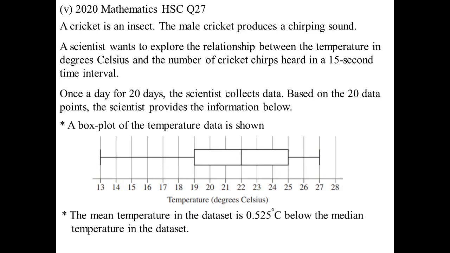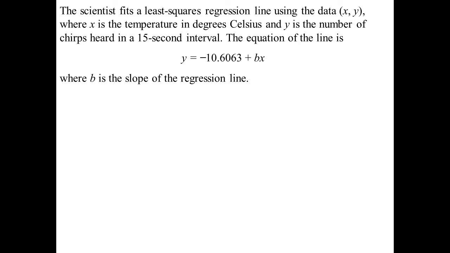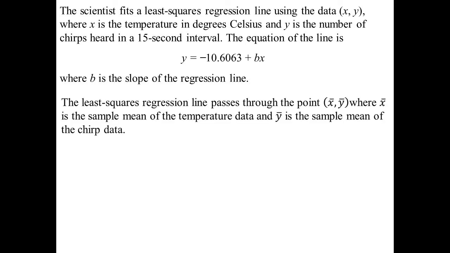They were told that the mean temperature is 0.525. I guess the reason they do that is a lot of people make the mistake of thinking that middle horizontal line in the box is actually the average. No, it's the median. It's not the average. So the mean was 0.525. And in fact, there was a total of 684 chirps. So there's the information. And here's what I'm getting at. They actually gave them the equation of the regression line. They didn't ask them to work it out. So here's the equation of the line. And they also reminded them that it has to go through the average.